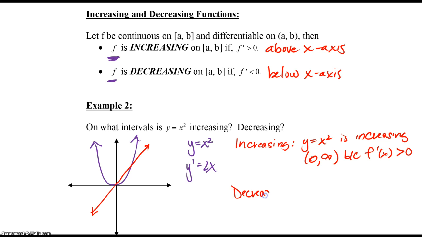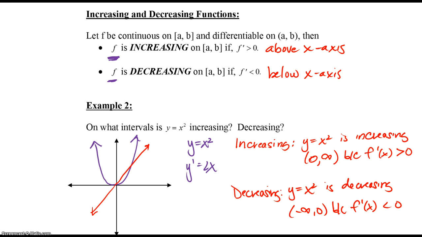Where is this function decreasing? Okay, y equals x squared is decreasing from negative infinity to 0 because f prime is negative. Okay, so just make sure that we're saying the function is increasing or decreasing because of the derivative.